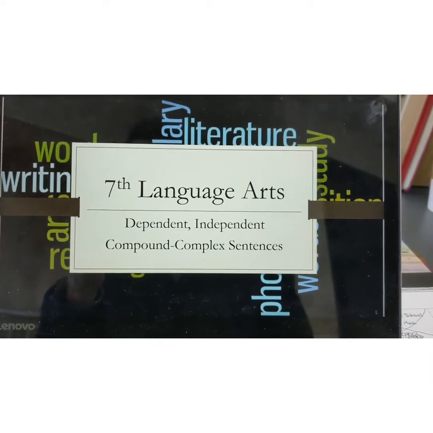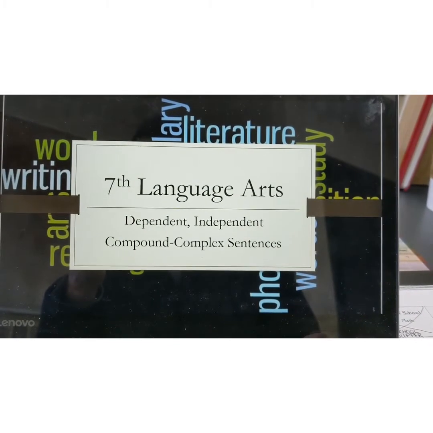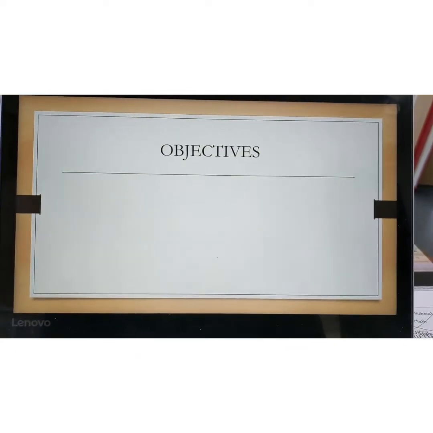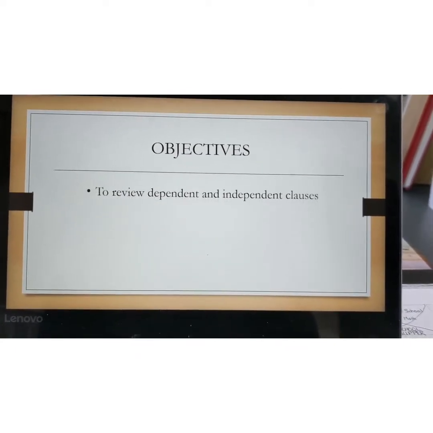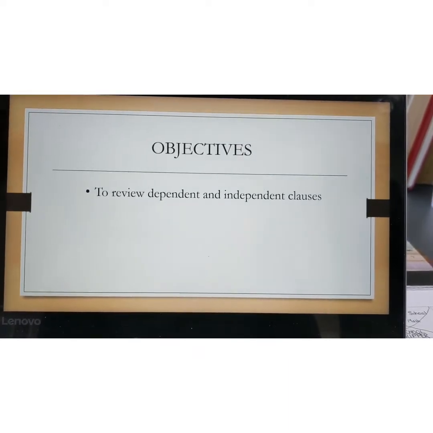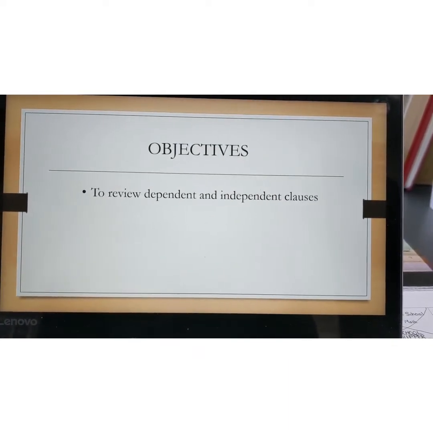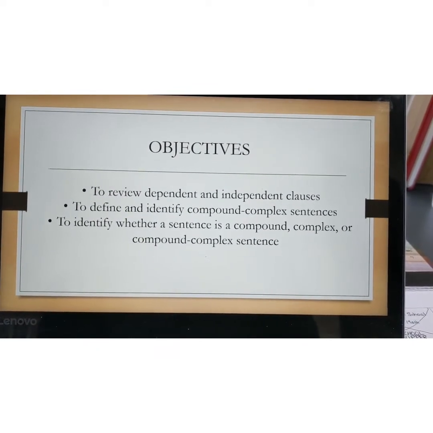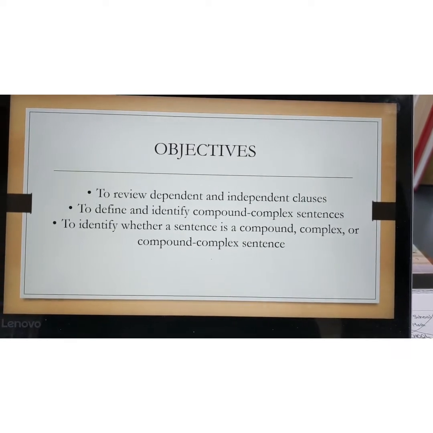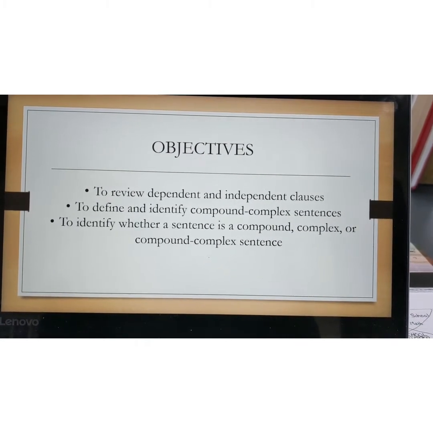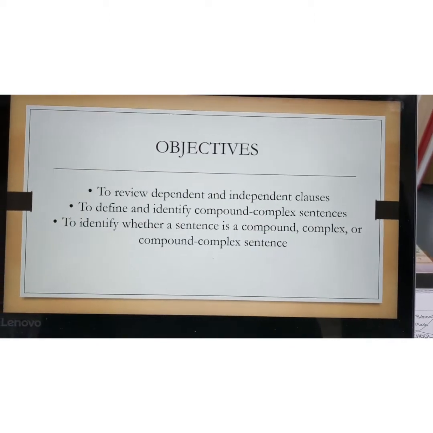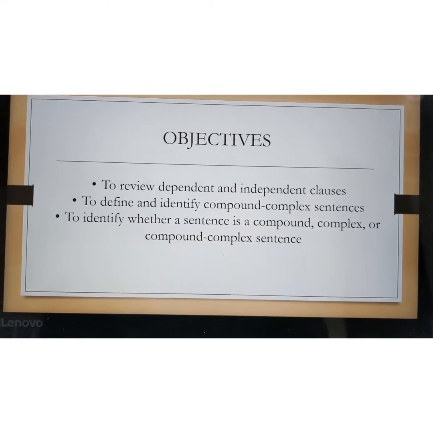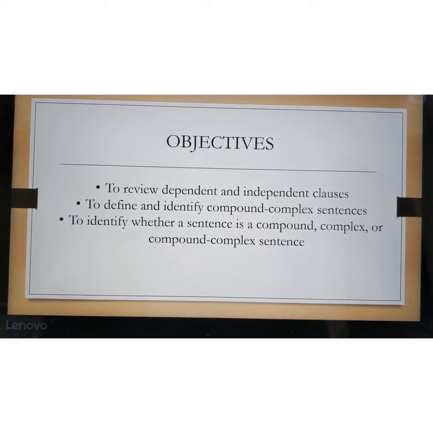Today we have dependent and independent clauses and compound and complex sentences, all right? Our objectives in today's lesson are to review what dependent and independent clauses are, to define and identify what a compound complex sentence is, and to be able to identify whether a sentence is a compound, a complex, or a compound complex sentence, all right? Don't worry, it's not that confusing, all right? So let's get into it.